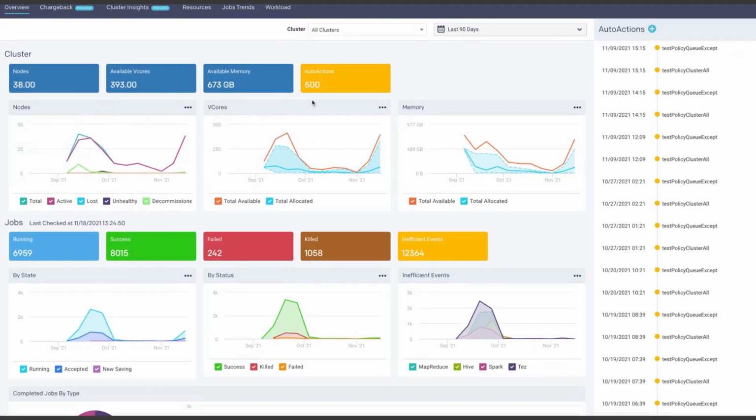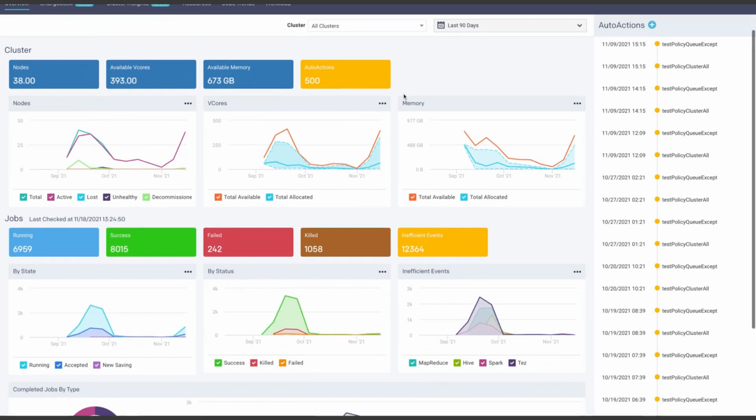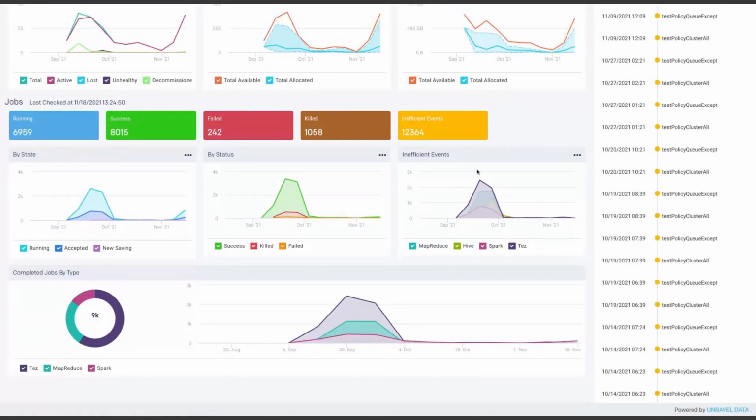So this is from a cluster perspective in the top half of the page. The bottom half of the page looks at the applications specifically, and what the current state is. How many do you have running? How many were successful? How many failed? How many were killed? This is a great way to get a very quick understanding of what's going on with the applications within the cluster.